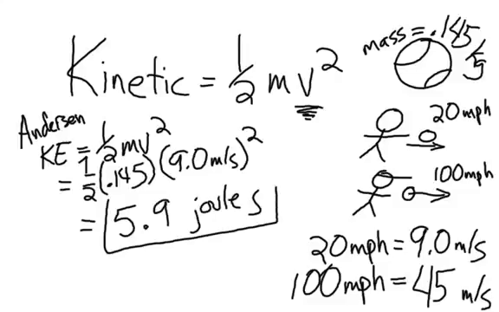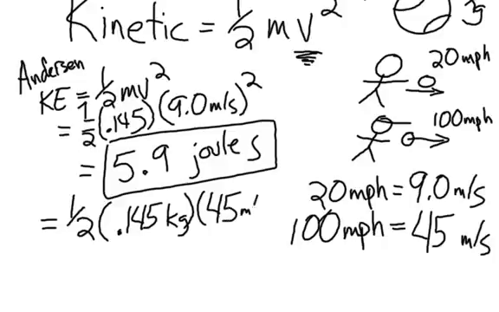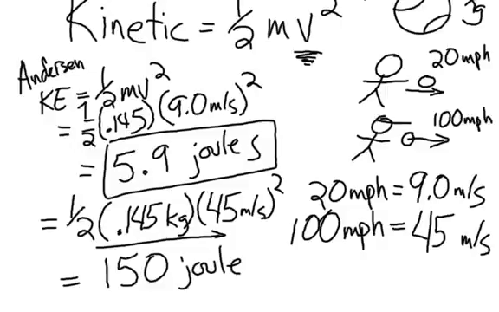Now let's try the faster pitch. It's 100 miles an hour, so that is 45 meters per second. We're going to use 1/2 mv squared. Our mass remains the same, 0.145 kilograms, except our velocity now is 45 meters per second. If I multiply that across using significant digits, I get 150 joules of energy.